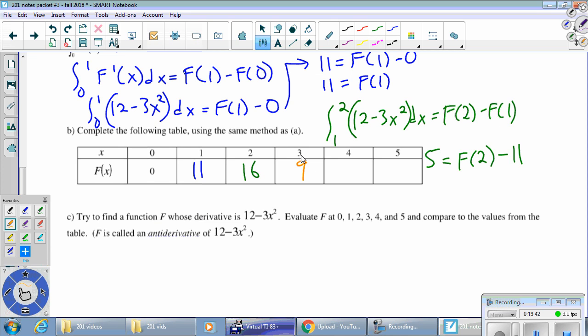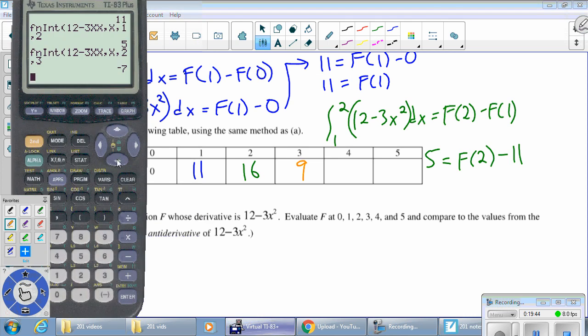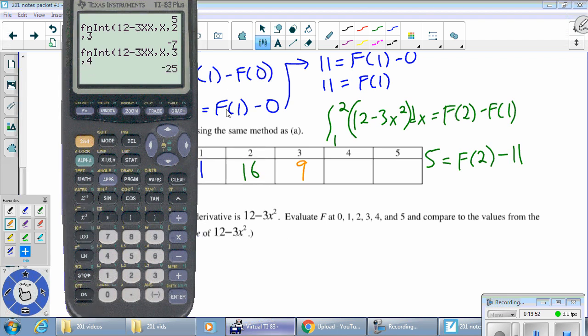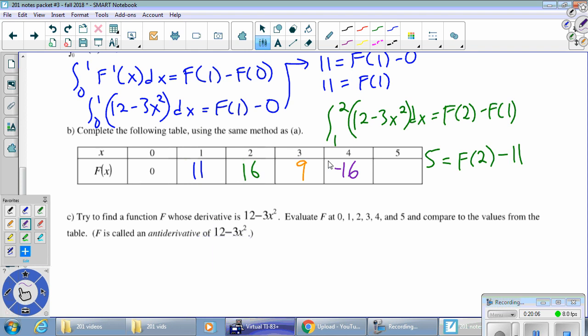Okay, and then the next one, we're going to go 3 to 4. Negative 25 equals some number minus 9. So add the 9 to the other side. Negative 16 is what we should get. And then one more.